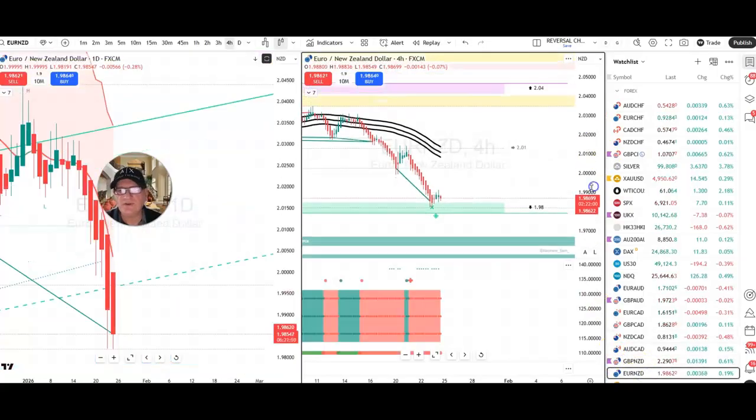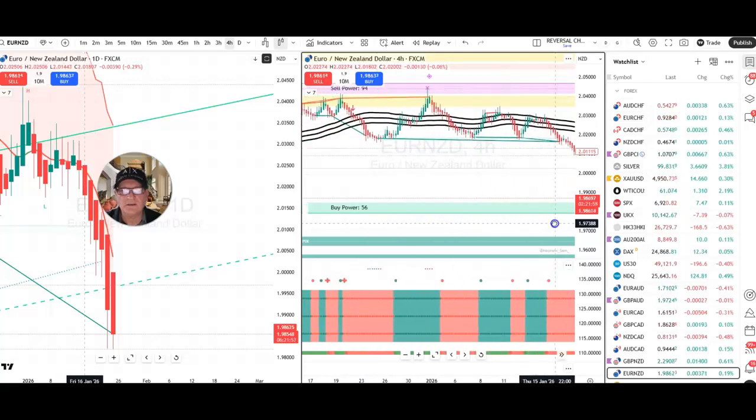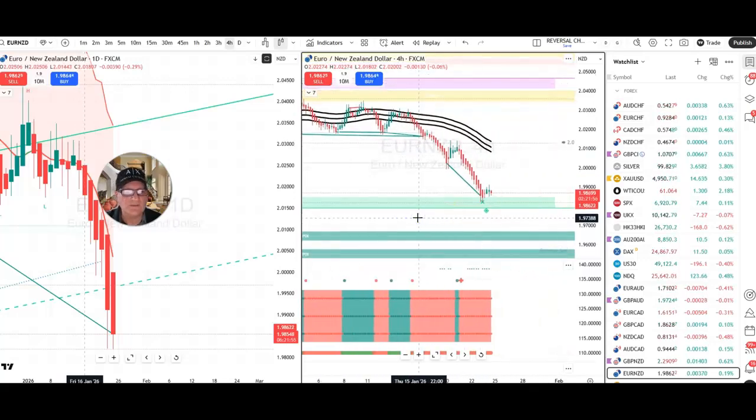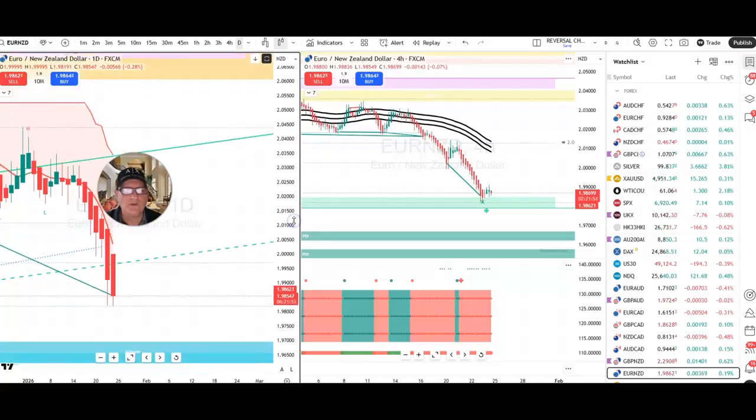Euro New Zealand, we have a much weaker demand for this one. There's no demand on the left. In fact, it's right down there.